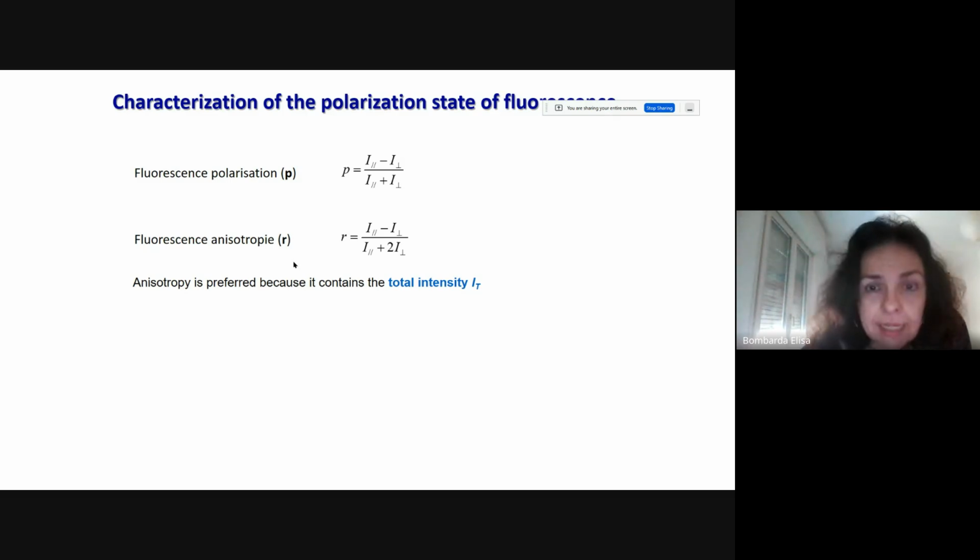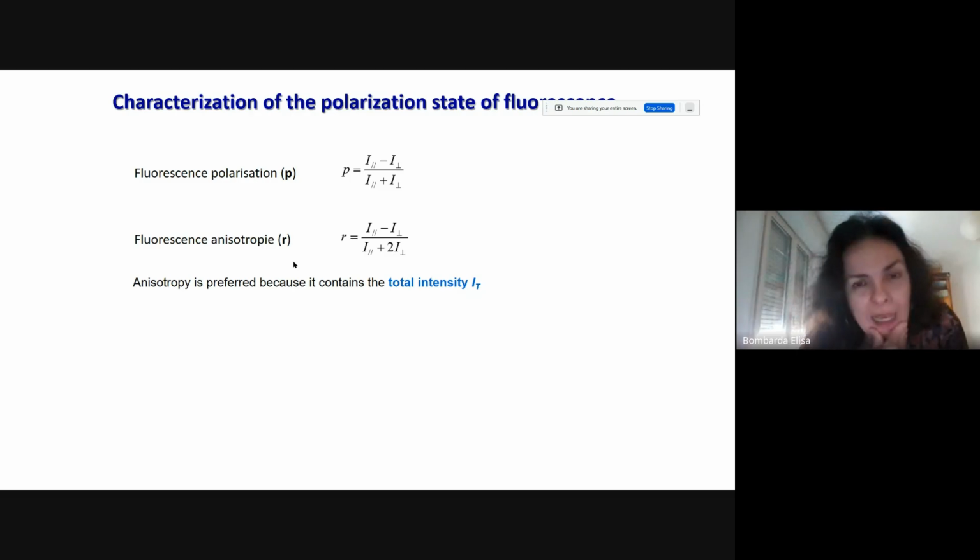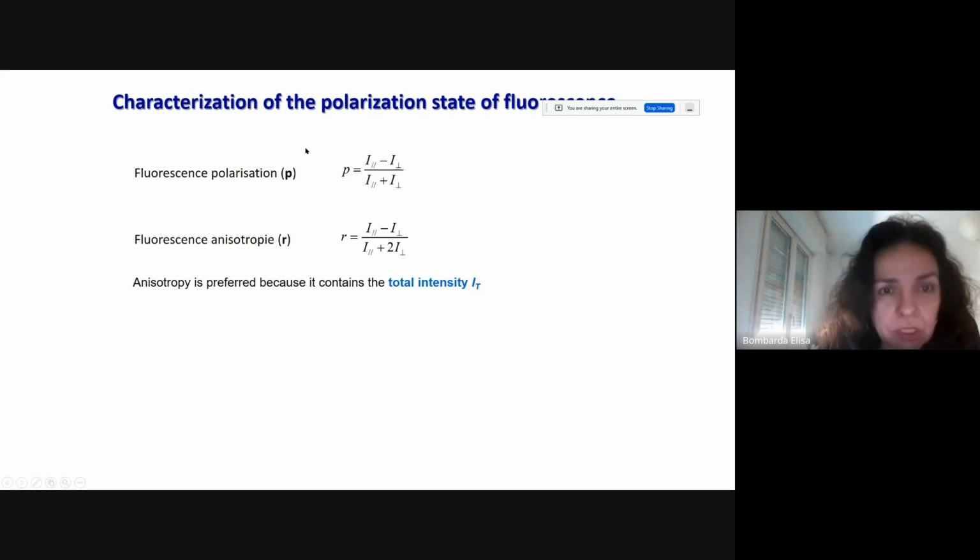So these are the practical parameters that are used to measure the anisotropy. And so historically, we started with the fluorescence polarization, which is sometimes used, but very rarely. What is used, especially in biophysics, is the fluorescence anisotropy, which has actually quite an advantage, because in the denominator you have the total intensity. And now we see why.